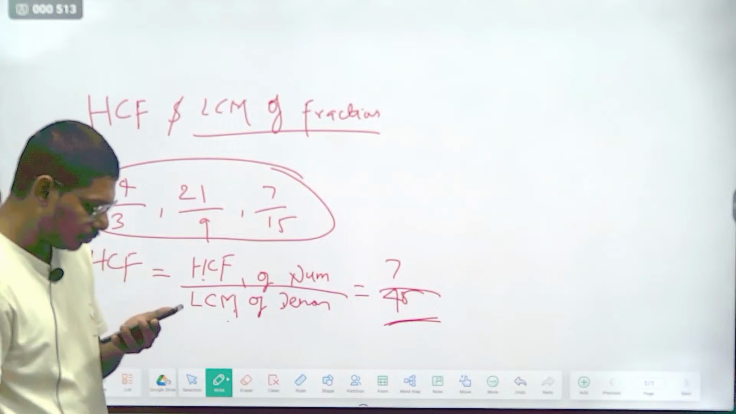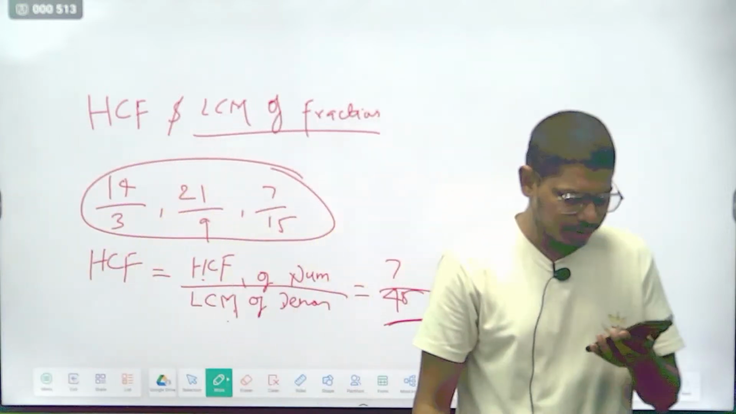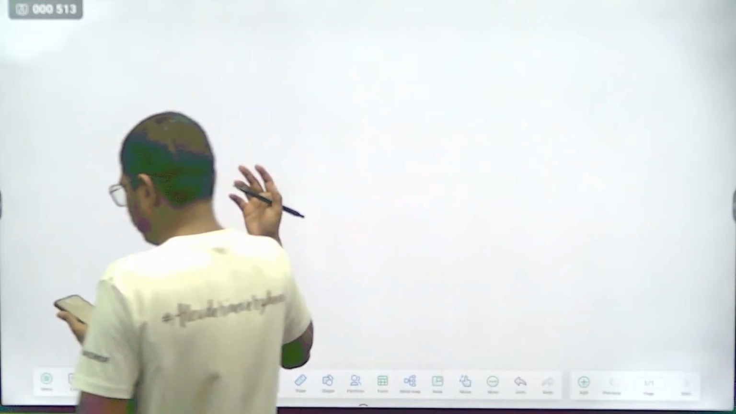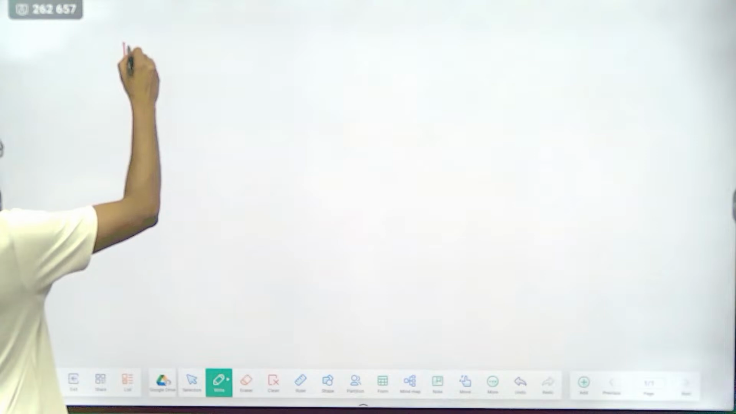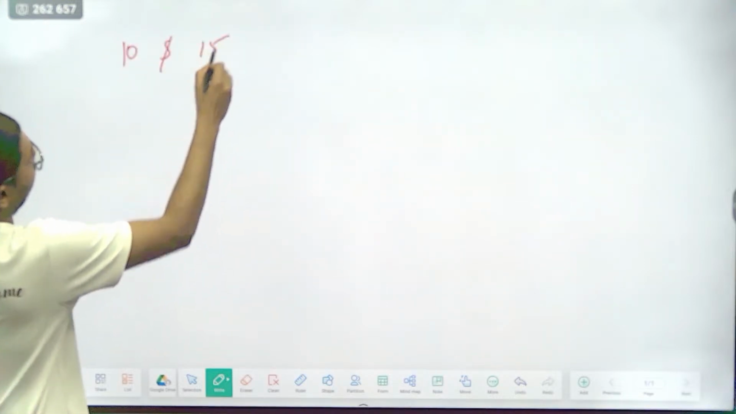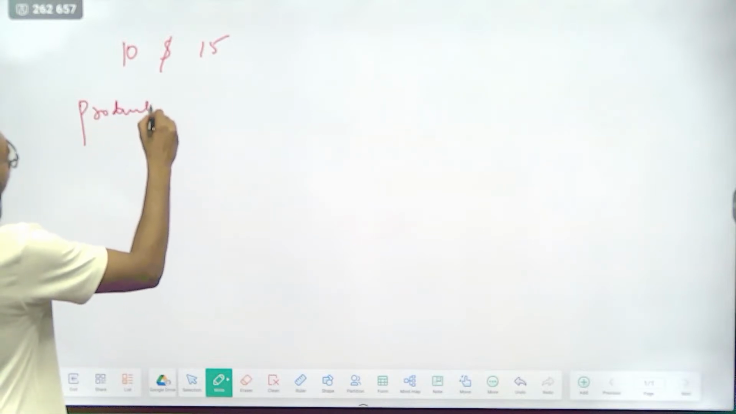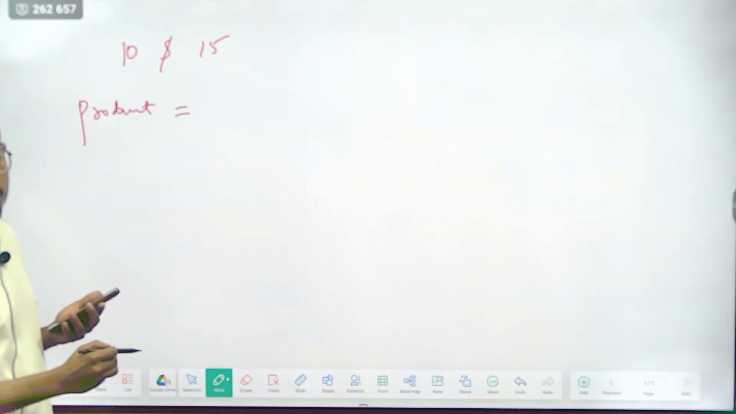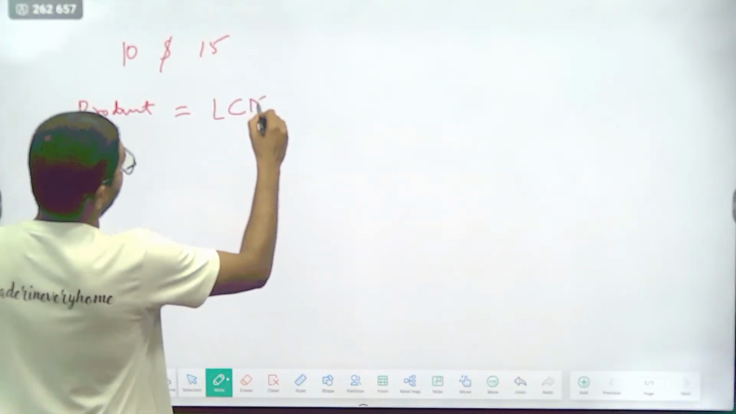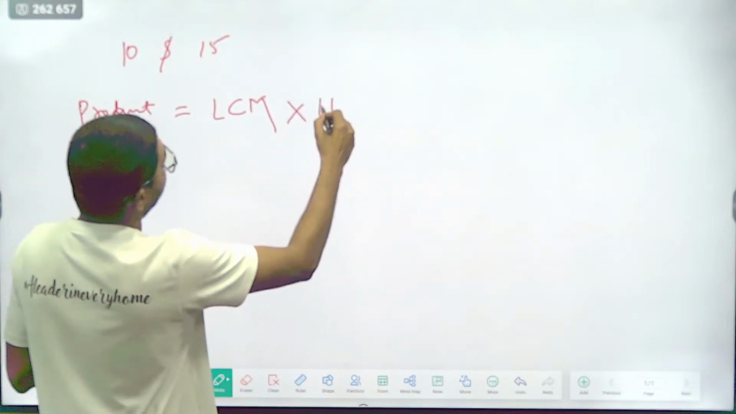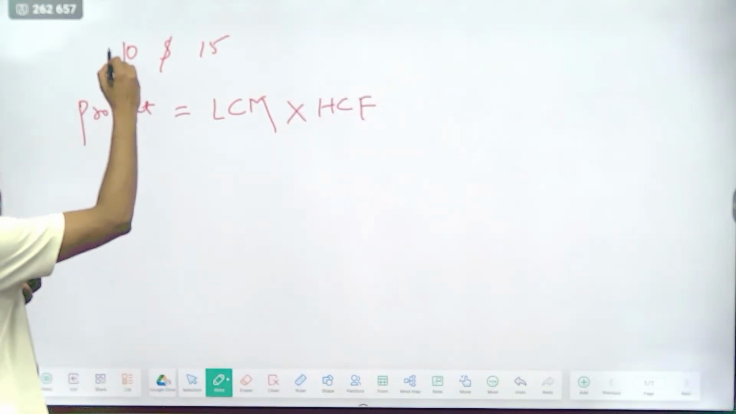Fine, okay. We have one last property over here. This is the relationship between the two given numbers and their LCM and HCF, right? Let's say we have two numbers like 10 and 15, right? The property says that the product of these two numbers is equal to the LCM of these two numbers only, not the other numbers, into the HCF of these two numbers, right? So what is the product of these two numbers?